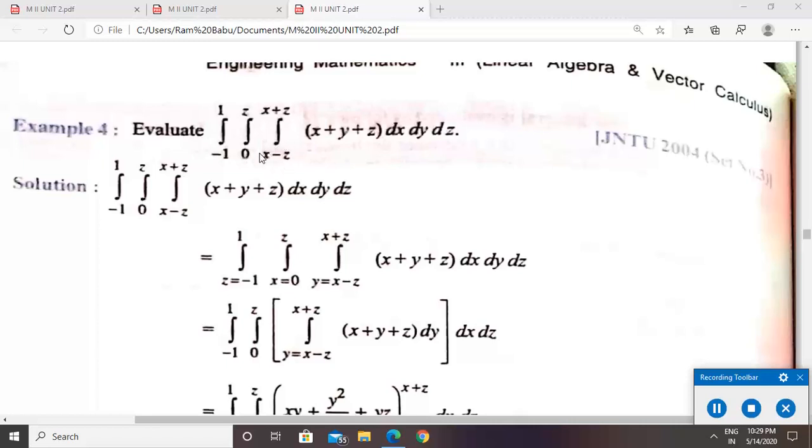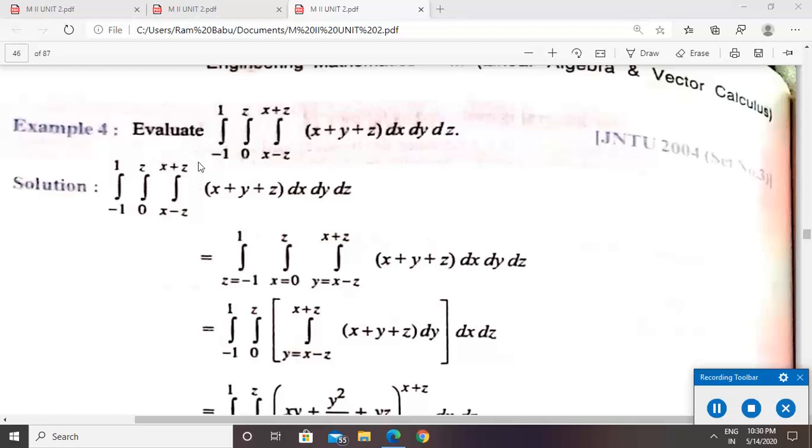Because of consideration of these limits as y, and the limits of the second integration are in the function of z, we have to consider these limits as x equals 0 to x is equal to z. Finally, here z is equal to minus 1 to z is equal to 1.